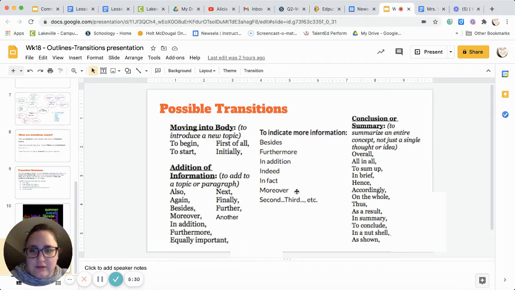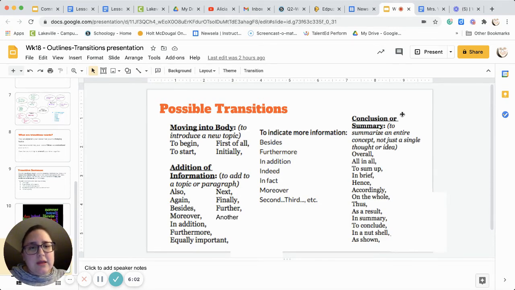So, possible transitions. When we're moving into the body, to introduce a new topic, we can use: to begin, to start, first of all, initially, just like those transition sentences we just read above. Then when we have additional information, to add a topic or a new paragraph, we can use: also, again, besides, moreover. There's a whole bunch here, you guys. I want you to read through all of them and think about which ones will fit best with yours.